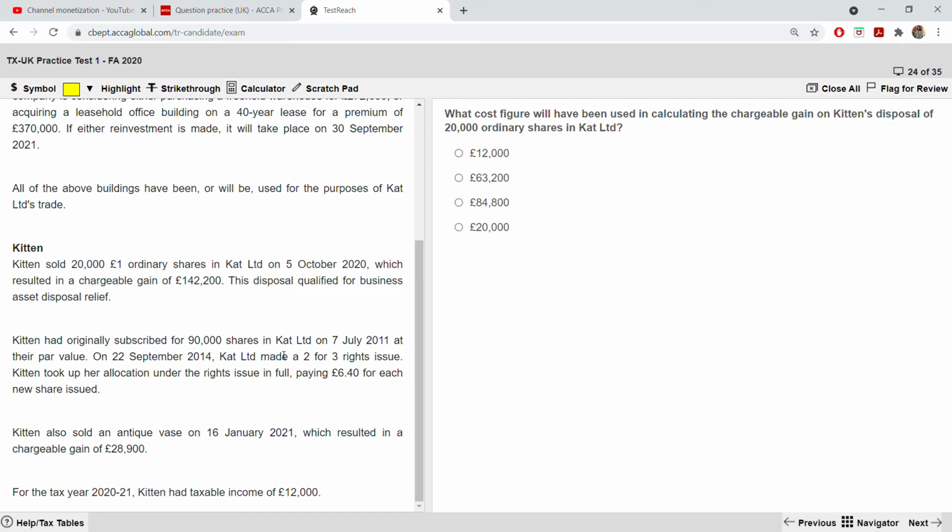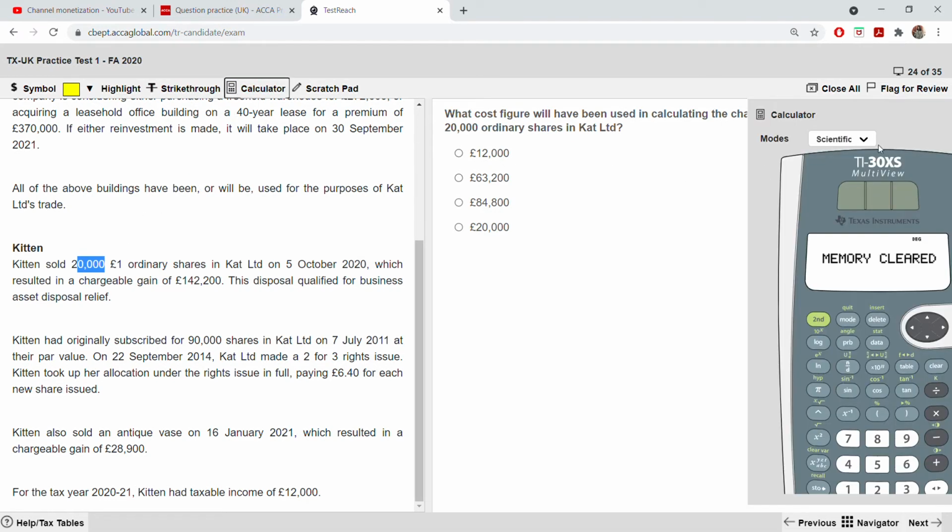Okay, so it goes like this. First we are taking the 90,000. Then you are adding the rights share issue. What is the rights share issue? They told us he made a 2 for 3 rights issue. That means 90,000 into 2 divided by 3 into 6.4. You are adding both, and then you are multiplying by 20,000 shares because he sold 20,000 shares. So let us do this in the calculator to better understand.